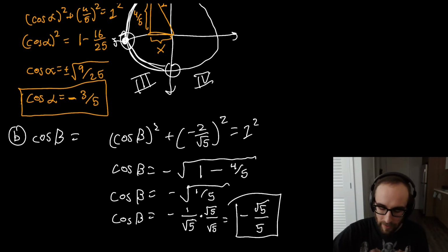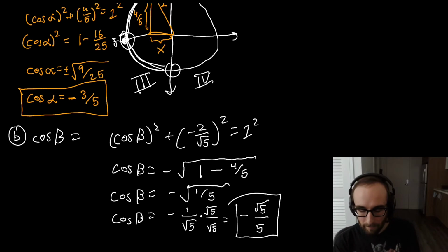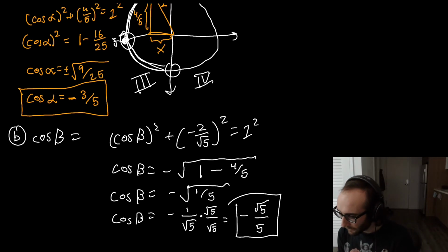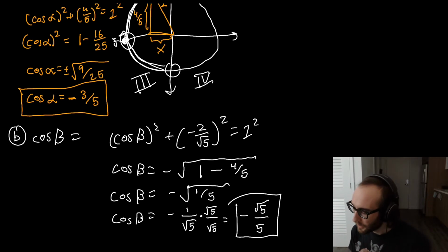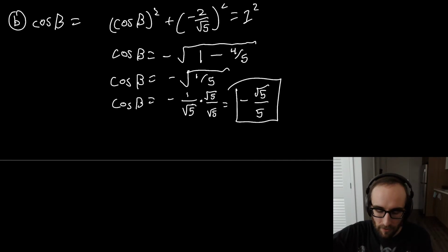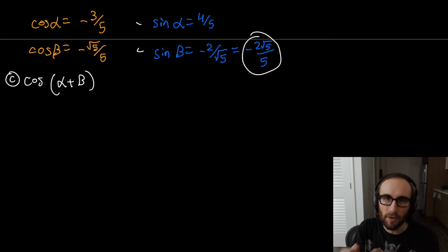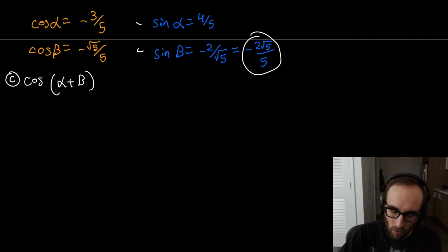So we found cosine of beta, and we also found cosine of alpha in the first part. Finally, we can use all of these values to answer parts C and D. Let me copy these values down here, and then we'll work on C and D. Okay, so cosines we found in A and B. Sines were given to us here. I rewrote it. They also give us the proper form. Instead of negative 2 over root 5, we have negative 2 root 5 over 5.